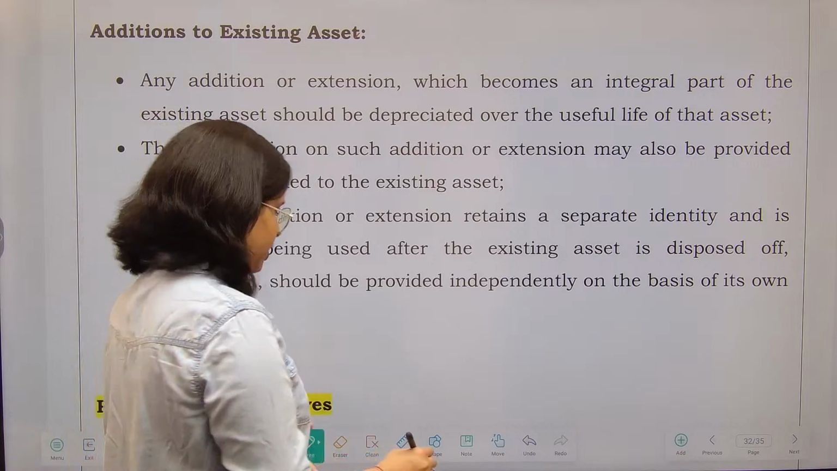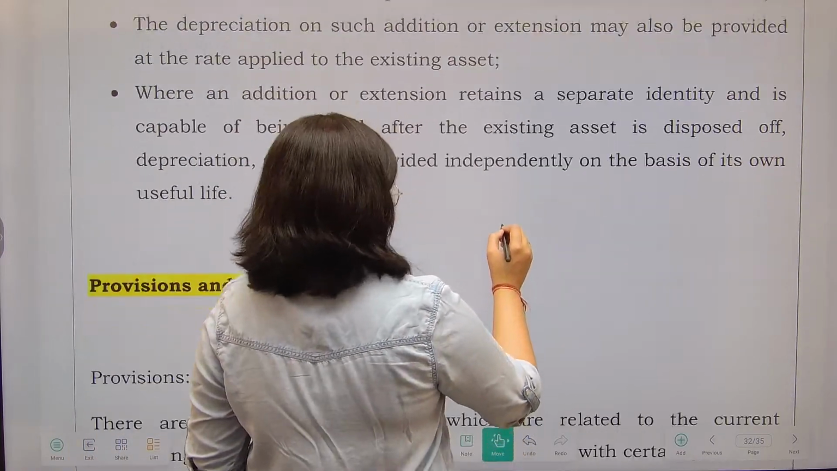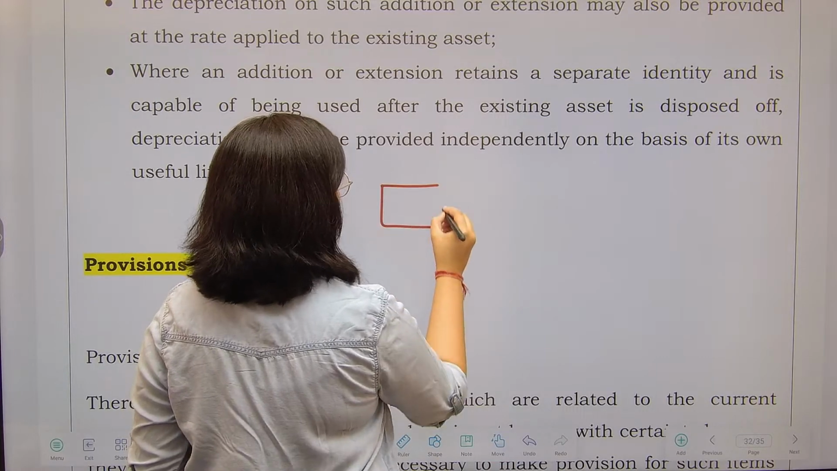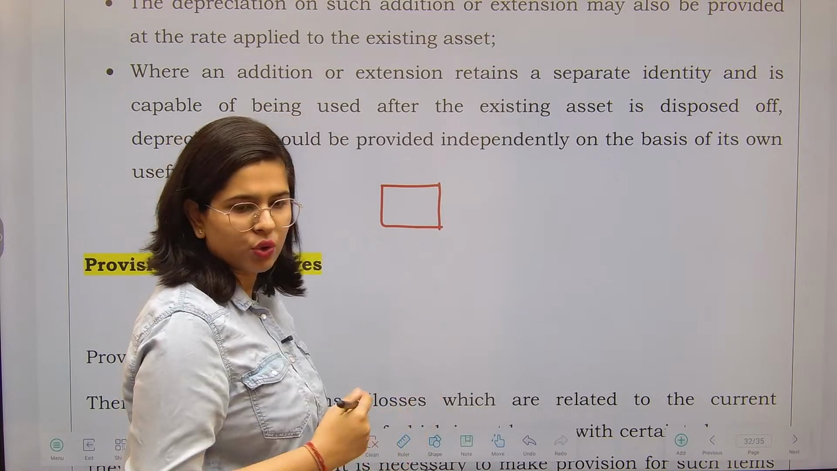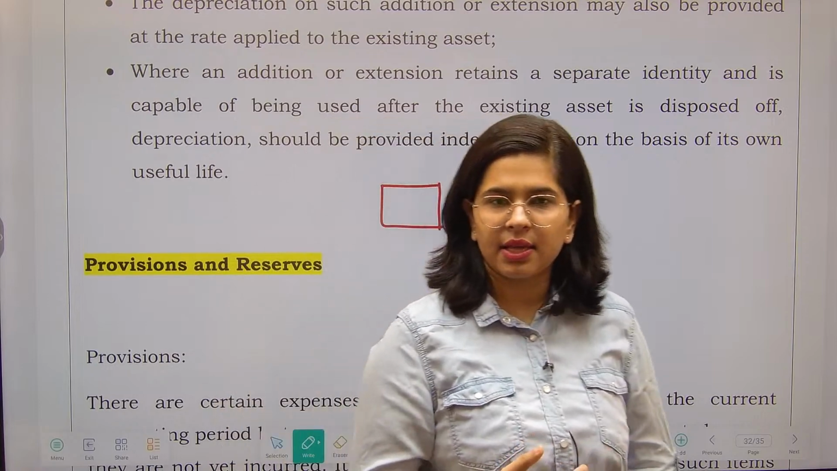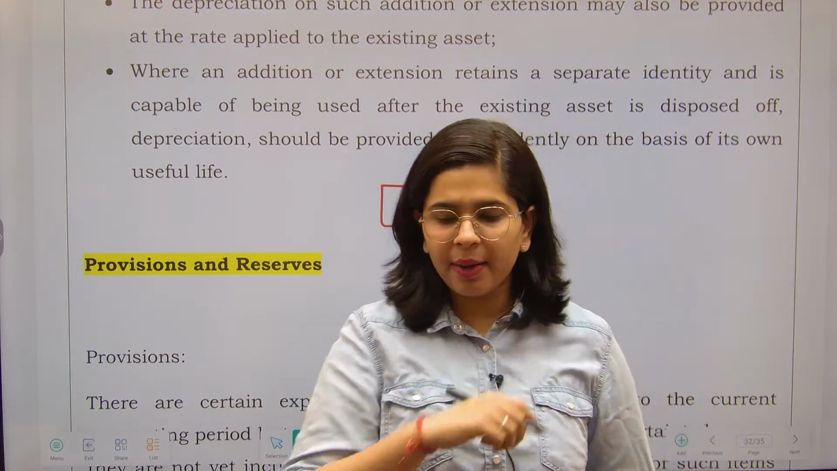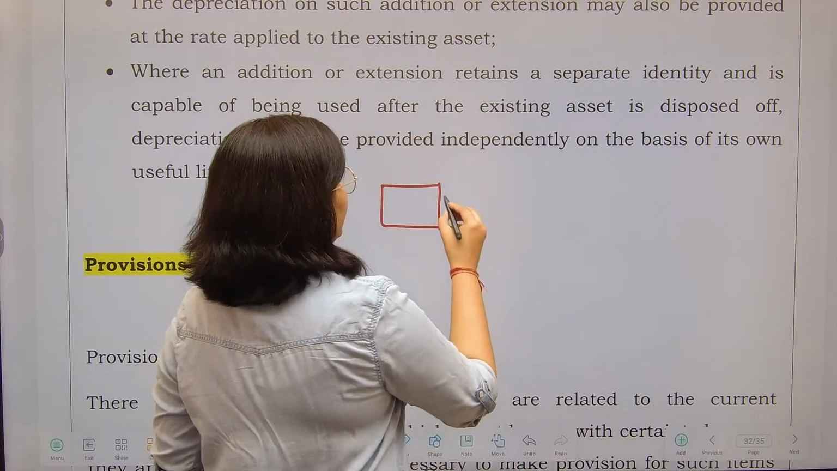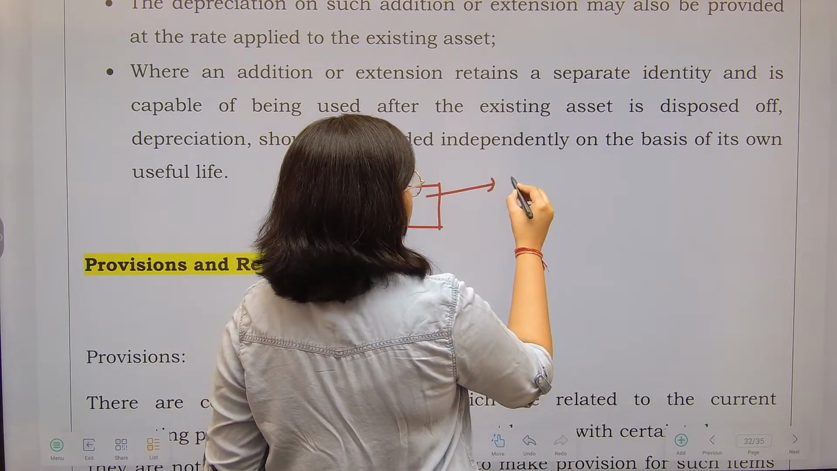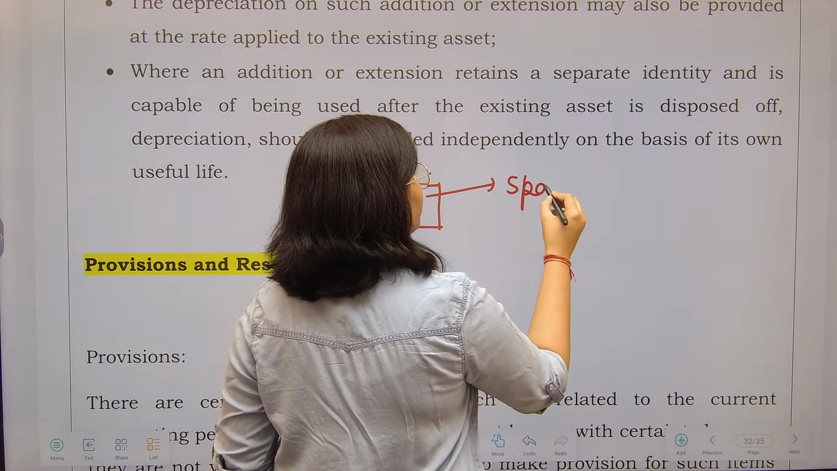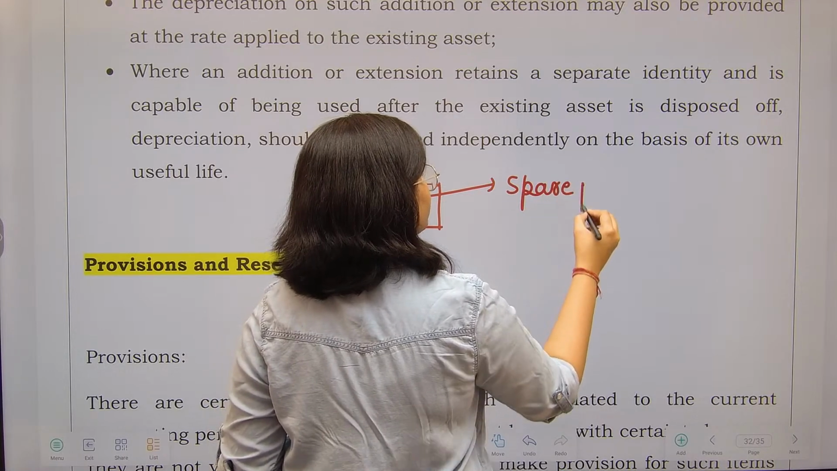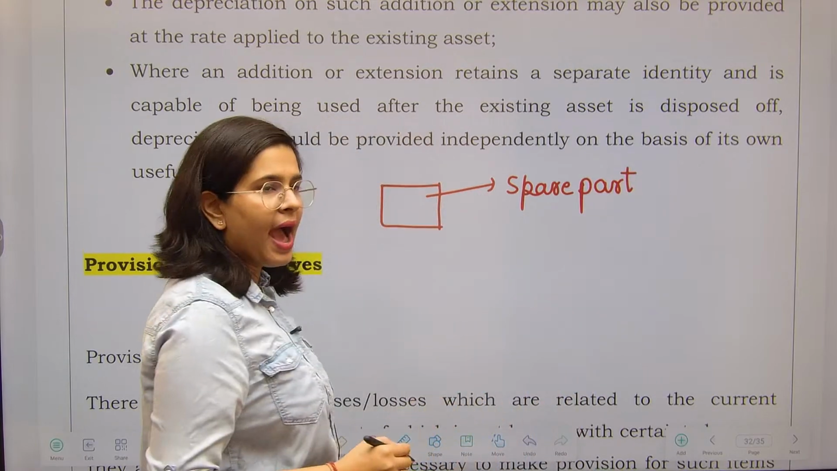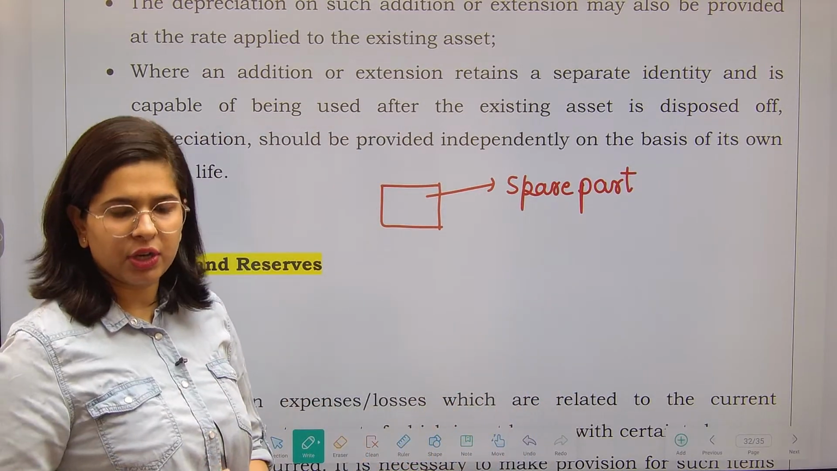Suppose I have a machinery. Okay? I have this particular machinery. Now you know that as machinery grows old, it demands repairs and maintenance, right? Now that repairs and maintenance can be of two types. Number one is, suppose there is a part, a spare part, which I have given to this particular machinery.